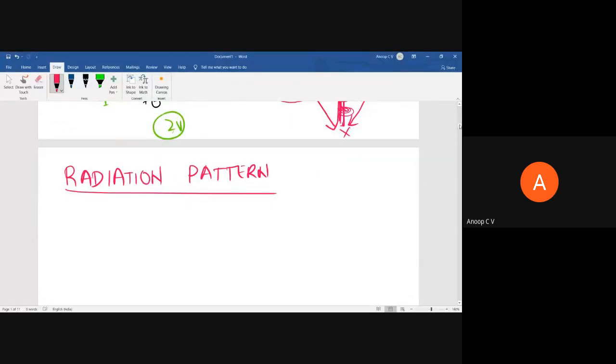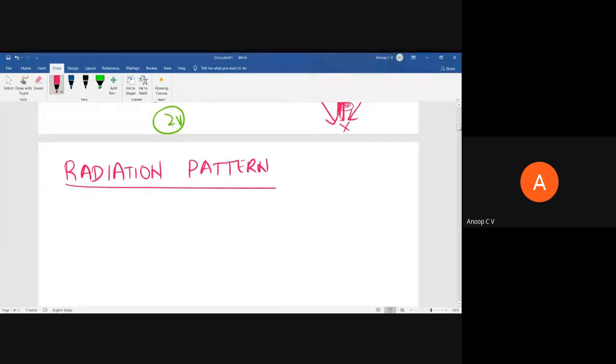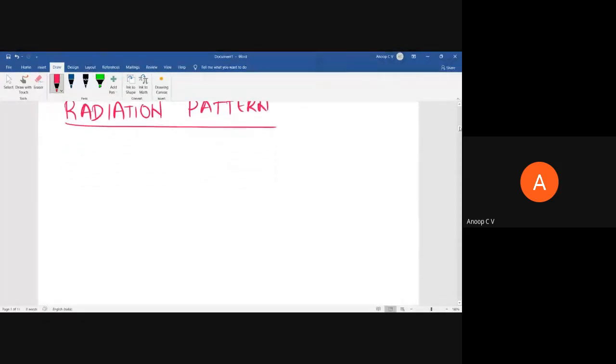What I'll do is I'll just try to make you understand what actually is radiation pattern. For that, I'll consider a spherical coordinate system. This is the z-axis, this is y, and x, and this is the origin. Even though I mark X, Y, Z, I'll be considering a spherical coordinate system.